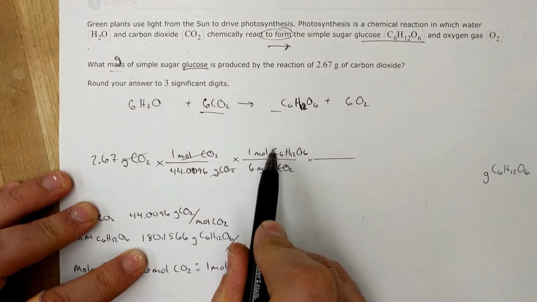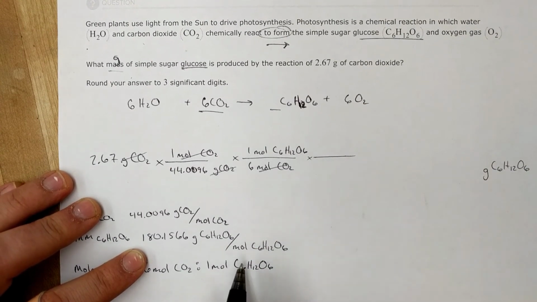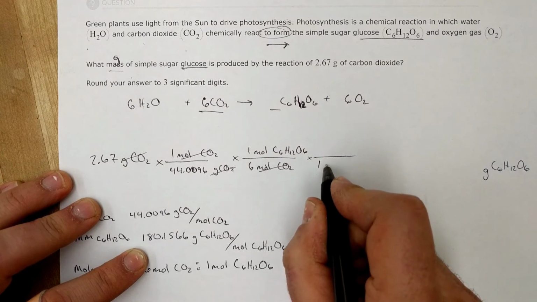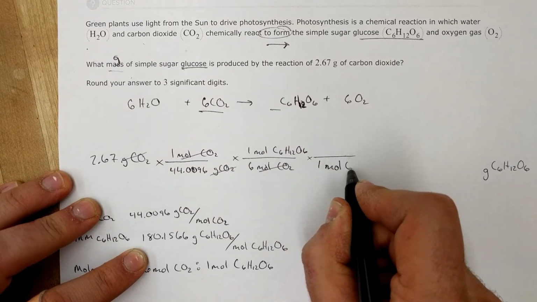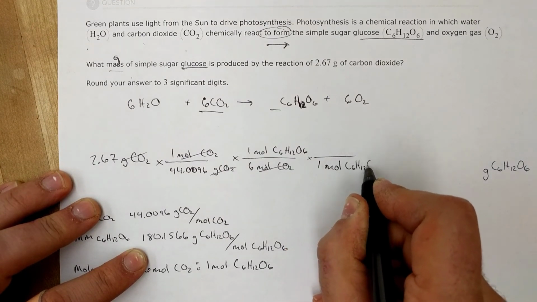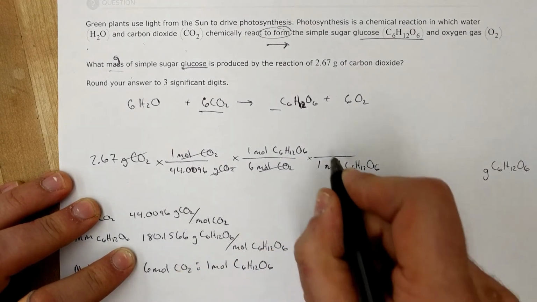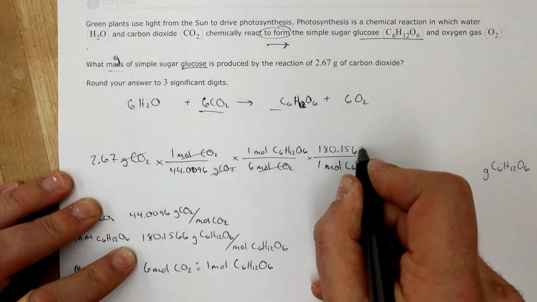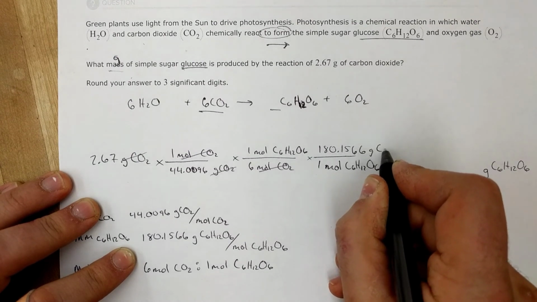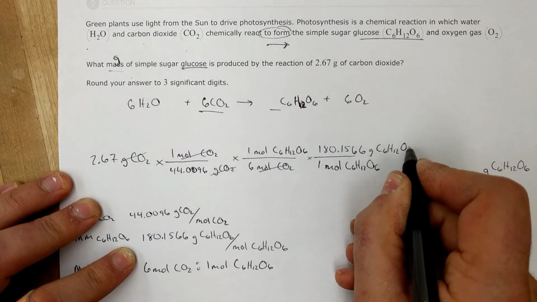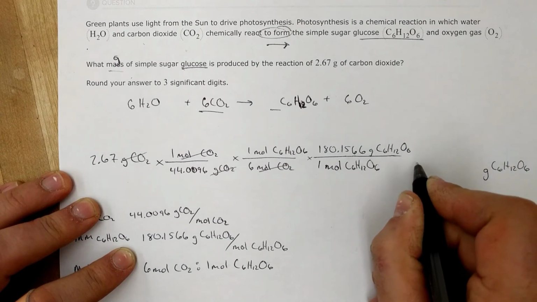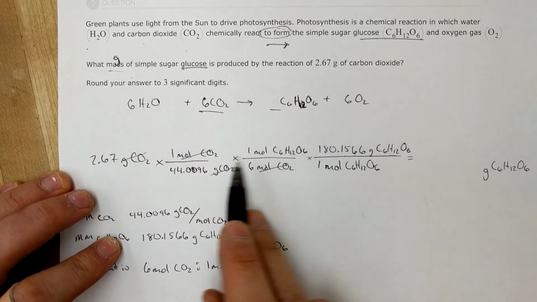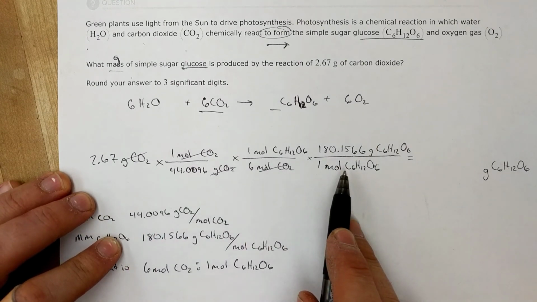Notice since I have moles here, the moles unit is the one that needs to go on the bottom. So on the bottom we'll put this half of the ratio. 1 mole of C6H12O6 goes on the bottom, and on the top 180.1566 grams of C6H12O6. Then we can plug that into our calculator. Just make sure you multiply by everything on the top, divide by everything on the bottom.